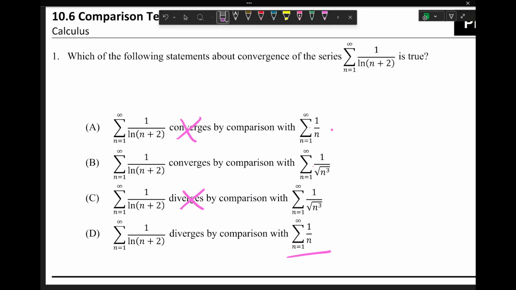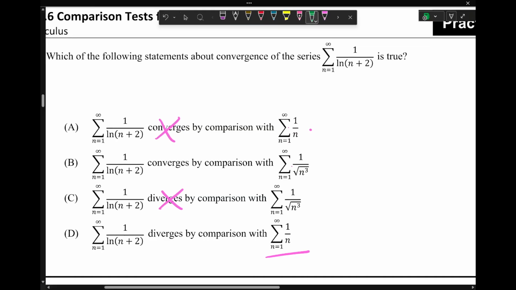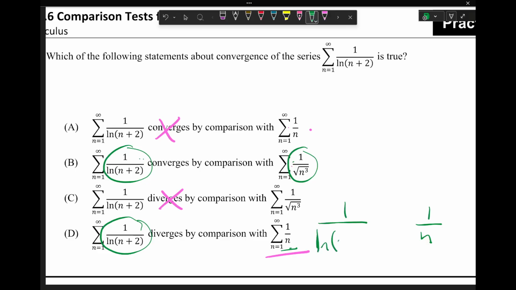Okay, the next thing that I would do is I would try to compare these. So if I thought I knew how this compared to this, if I was confident that this was less than this, I could say B. I'm not sure if this is less than this. Or if this is bigger than this, I can confidently say this diverges, because if this goes to infinity, if it ends up being bigger, then it definitely goes to infinity too. So 1 over n, 1 over the natural log of n plus 2, which one of these grows faster?